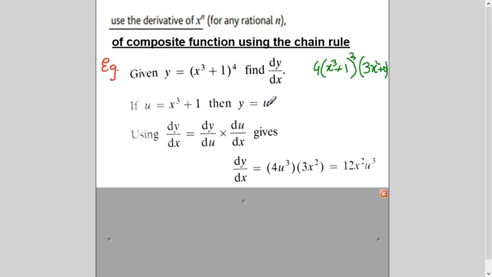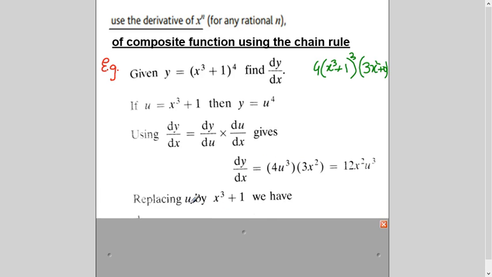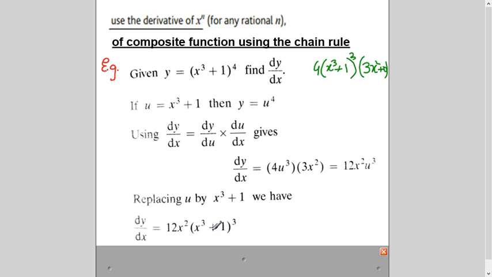Now dy over du will be 4u cube, right? 4u cube, which is here. And du over dx will be what? If you differentiate u with respect to x, it will be 3x square. Correct? So after that, you get this thing. And then you replace u by the substitution you have taken here. So you will substitute this value of u here. And this is how you get this.